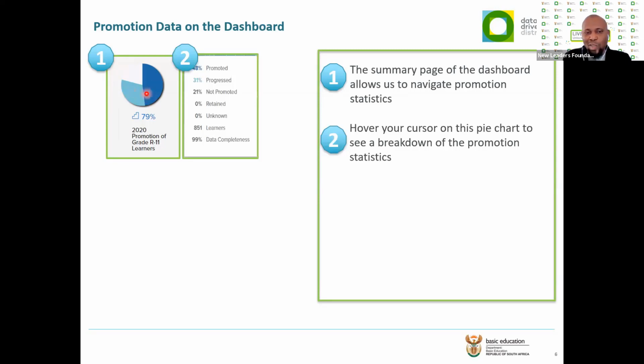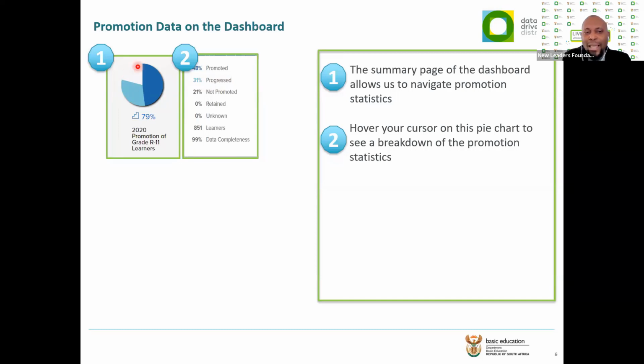Now, the next thing is here. Remember, I told you that these colors mean different things. Once you hover your cursor on this pie chart, you will see a breakdown of the promotion statistics. And that is what you see here. We see that this color shade of the pie chart is for the promoted learners. The other one we are seeing here is the color shade for the progressed learners, and they are all represented in percentage. So it guides you to say what is the percentage of the promotion statistics in my school, in the schools in my district, in the schools in my circuit, as the case may be, right?